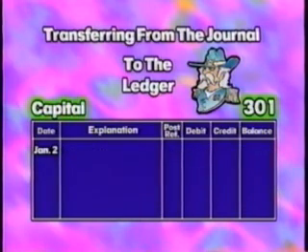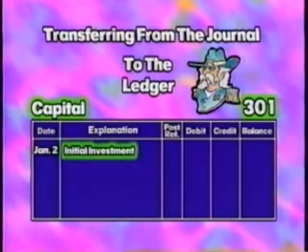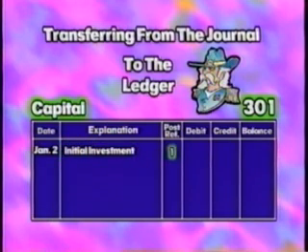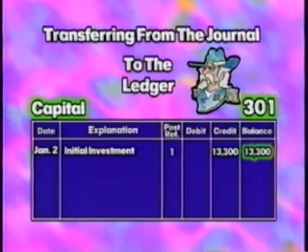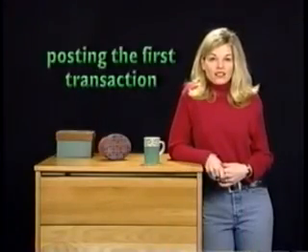The same is done for the owner's capital ledger account. The explanation is provided, then the posting reference is transferred. The $13,300 credit is placed in the credit column, and after this transaction, Stan's capital account has a credit balance of $13,300. So that's it for posting the first transaction from the general journal to the ledger. We came, we saw, we posted. Now let's post another entry to the ledger.